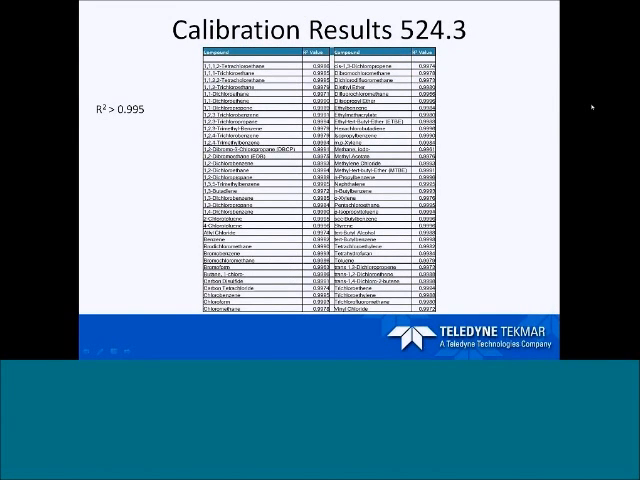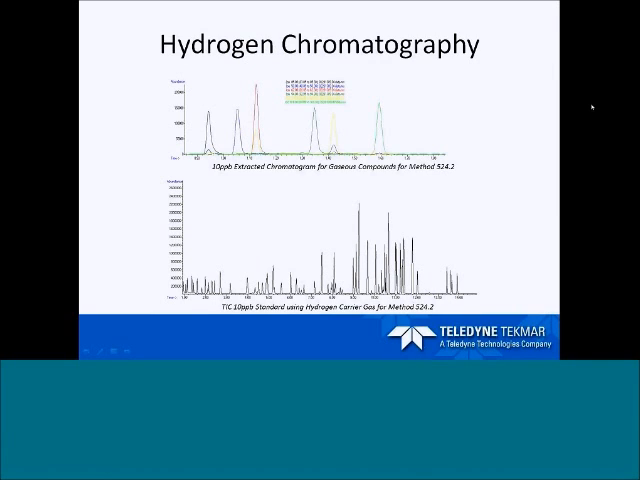And here are the calibration results for 524.3. Again, we ran a 9-point calibration curve from 0.5 ppb to 50 ppb. As you can see, all the compounds had a greater R-square value than 0.995. And here is an extracted ion chromatogram on the top using hydrogen. I just wanted to show that you still get really good separation using hydrogen as your carrier gas.